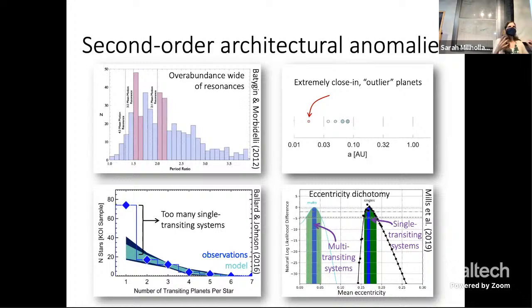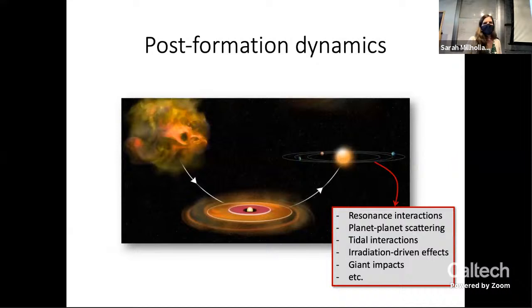I'm going to talk about a few of these today, but all of these architectural anomalies require some explanation. And if we can figure these out, we can better understand the planet formation and evolution processes that are leading to these interesting anomalies in the observations. I would argue that many, but not all, of these architectural anomalies likely arise from some form of post-formational dynamical sculpting. That is evolution of the system largely after its initial formation in the planetary disk.